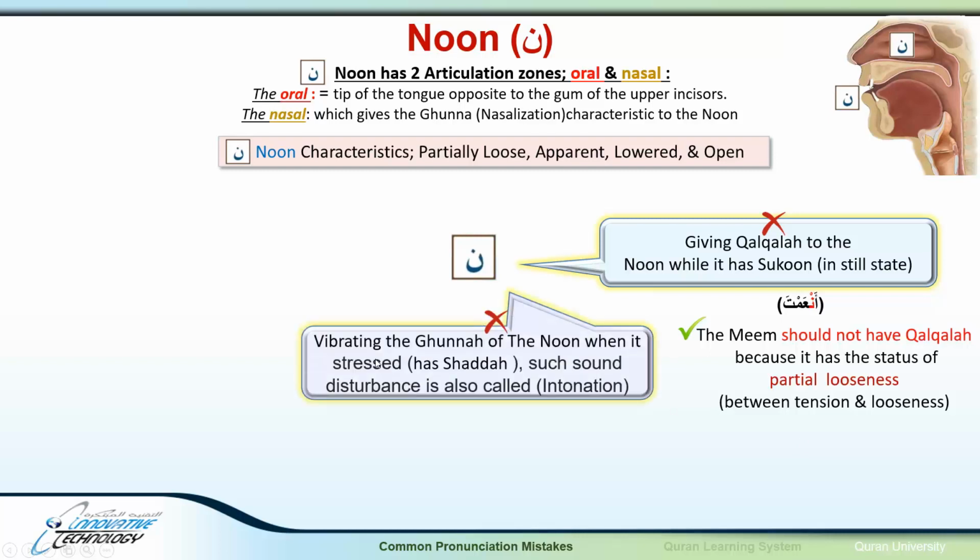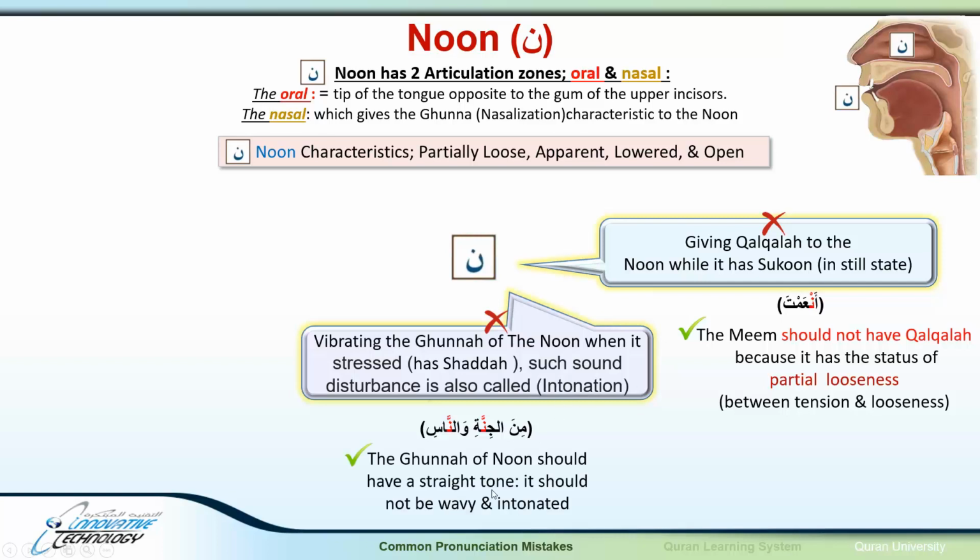The second mistake is vibrating the ghunna of the Nun when stressed by shadda. Such sound disturbance is also called intonation, and it's a very strange one, but some people do that. The mistake is like this. And this is wrong. The right way is to pronounce it properly and simply without such intonation. So the ghunna of the Nun should not be intonated, and it should always be in a straight tone.